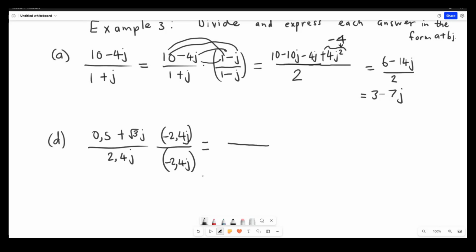Right. So what is this answer equal to, guys? Remember, j times j is j squared. j squared is minus 1, times that minus in front of the 2.4. So it's plus 1.